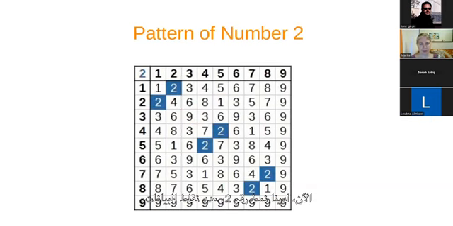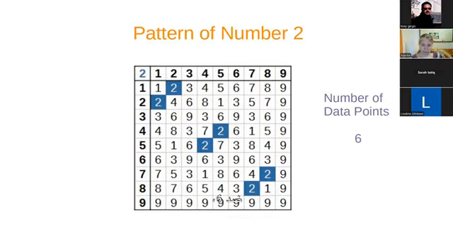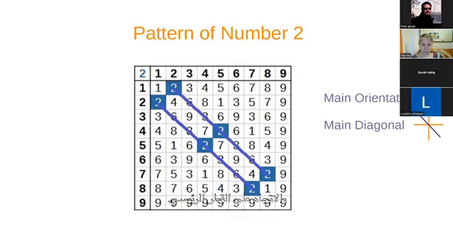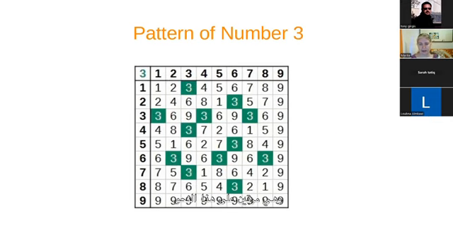Now we have the pattern of number 2. The number of data points, again 6. And the orientation is also on the main diagonal. Both of them are equally long, and from the outer 2 to the other outer 2 is the longest connection, and it's 2 times that way.